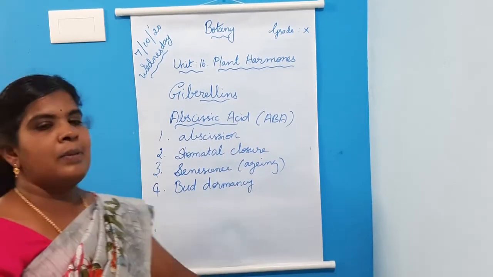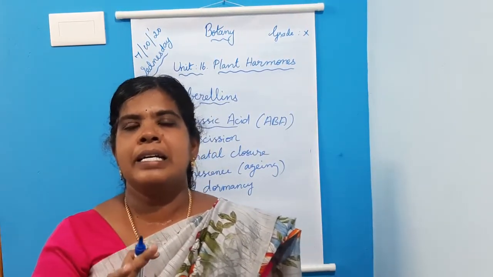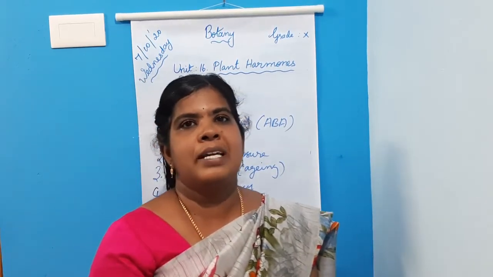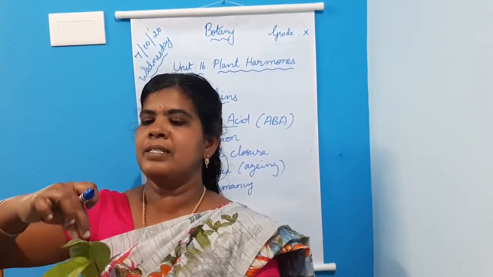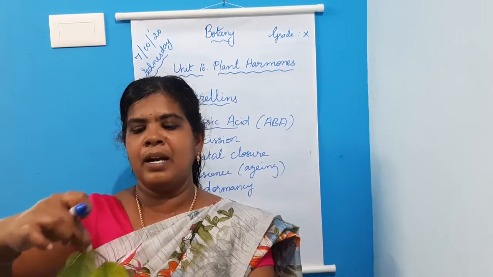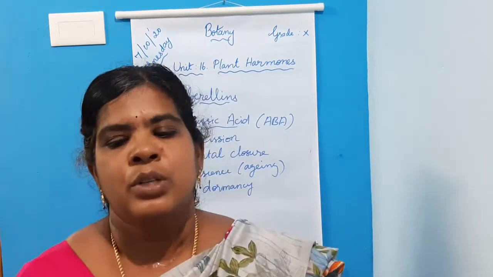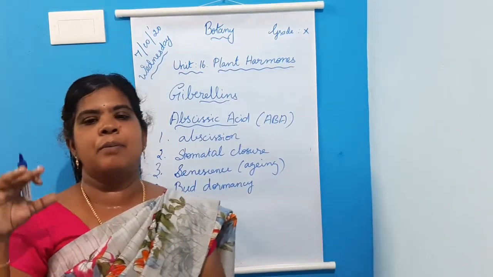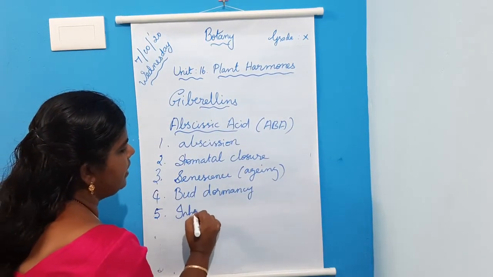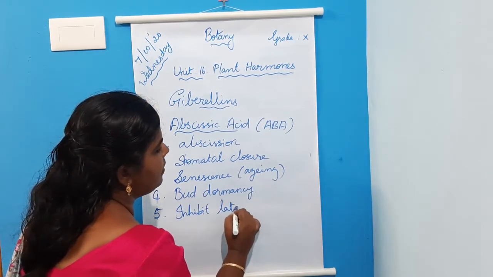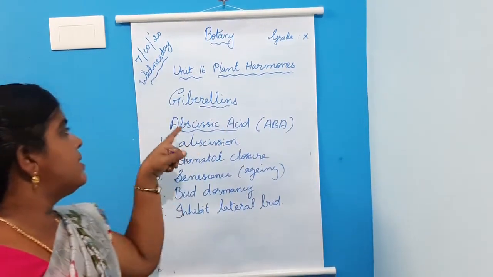Fifth one is ABA is a powerful inhibitor of lateral bud growth in tomato plant. What is lateral bud? The bud formed at the tip of the plant is called apical bud. The bud formed at the axils of the leaf is lateral bud or axillary bud. So ABA is a powerful inhibitor of lateral bud. It inhibits lateral bud formation. These are the physiological effects of abscisic acid.